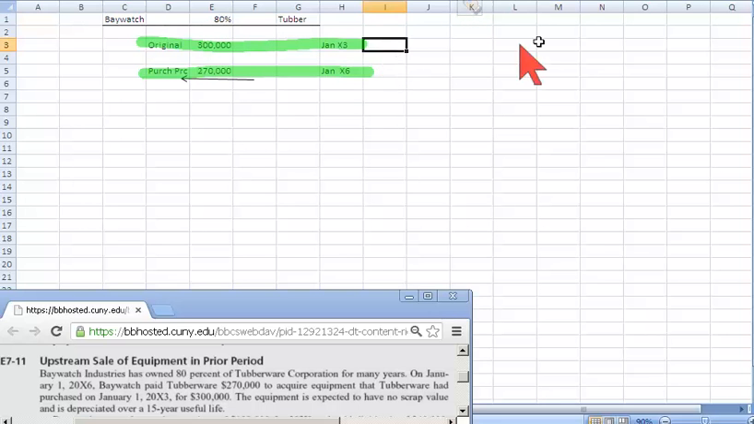So originally, when Tubber bought it, depreciation was over 15 years, which gives us $20,000 per year. And now, 3 years later, the parent has bought it for 270, and since it's 3 years later, there's 12 years remaining. That gives us depreciation that the parent will record ongoing for the next 12 years.